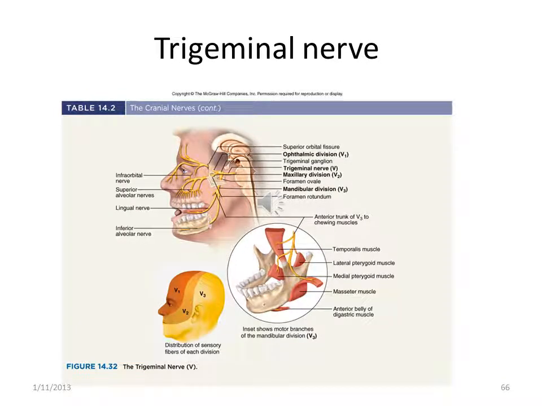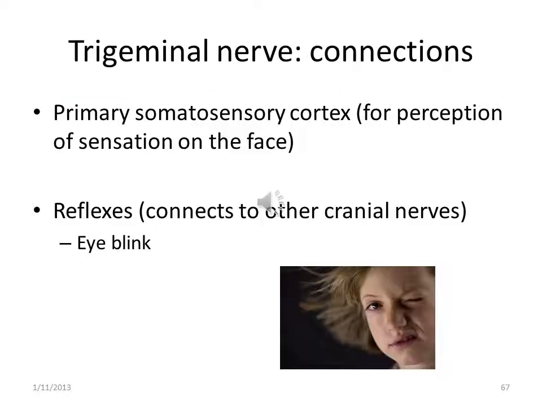The picture on this slide shows the range of sensory distribution of the 3 branches of the trigeminal nerve, V1, V2, and V3, or ophthalmic, maxillary, and mandibular divisions. So the trigeminal nerve is the major somatosensory nerve from the face and has action potentials that travel to primary somatosensory cortex for perception of touch, pressure, pain, temperature, and proprioception on the face. In addition, there are some connections between this nerve and other cranial nerves for reflexes, and an important one is the eye blink. This allows you to react to getting something in your eye and blink to clear it out.